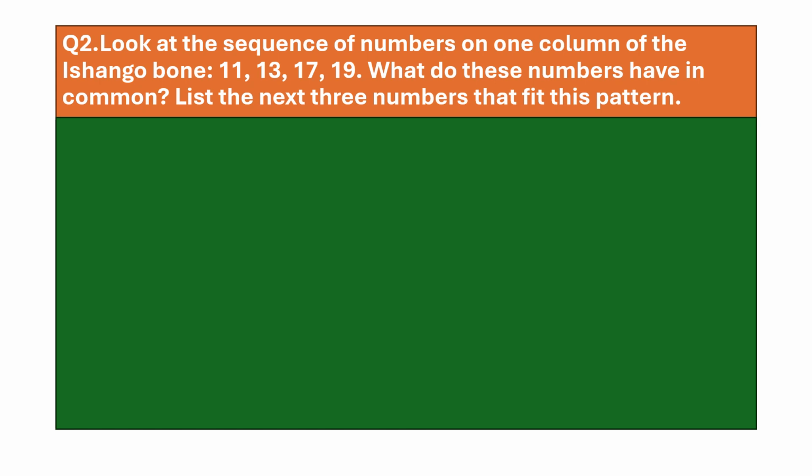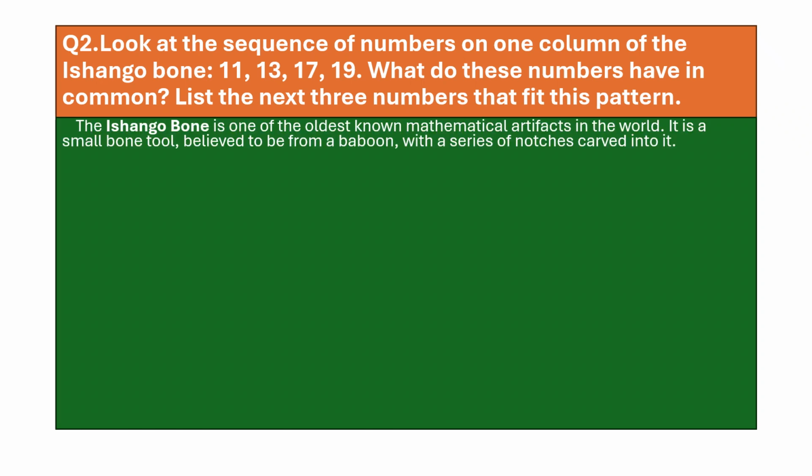Let's see question number 2. Look at the sequence of numbers on one column of the Ishango bone. That's 11, 13, 17, and 19. So what do these numbers have in common? List the next 3 numbers that fit this pattern. Now children, I just wanted to give you a small description about the Ishango bone. It is one of the oldest known mathematical artifacts in the world. It is a small bone tool which is believed to be from a baboon, with a series of notches carved into it.